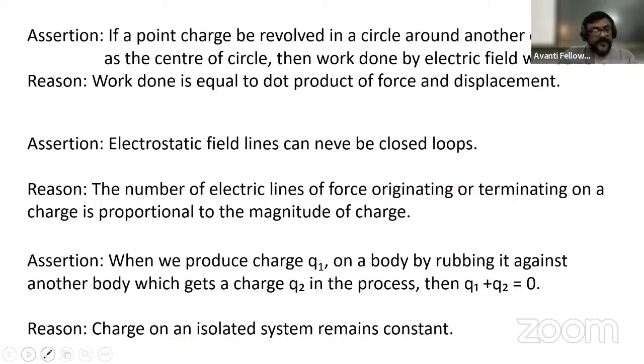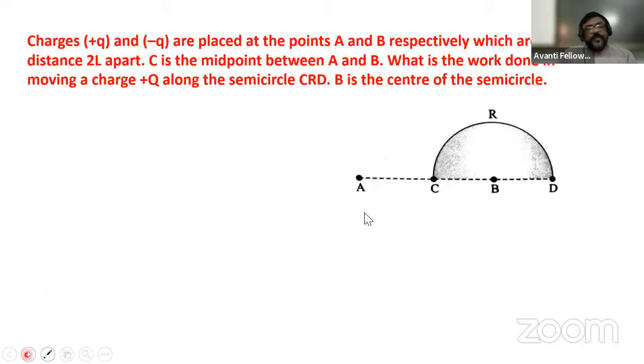Okay. This much only. I have already taken 5 assertion-reason questions. Now we will move to some numerical problems which require a little skill to calculate. So this is a question we have. You can see all these points A, B, C, D, and R. Now I will read the question. You can also read it.